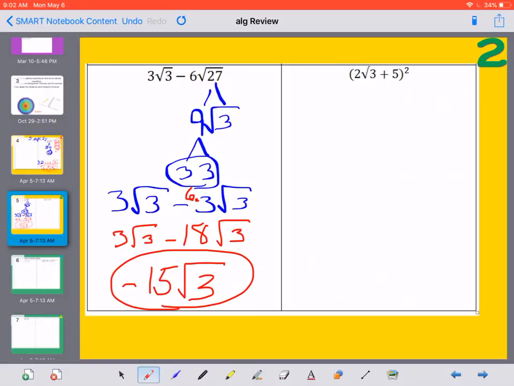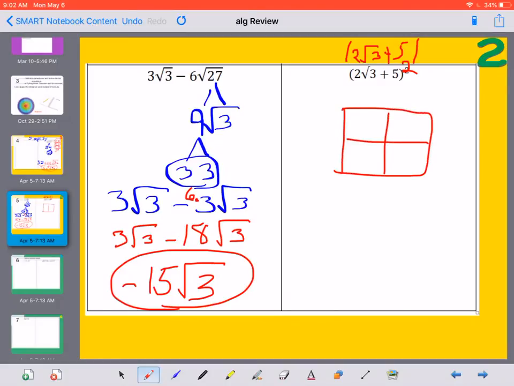Alright, the next one says we have 2 times the square root of 3 plus 5, squared. When we have that squared, we basically have 2 times the square root of 3 plus 5 twice. So 2 times the square root of 3 plus 5 times 2 times the square root of 3 plus 5. So I have 1, 2, 3, 4 terms, so I'm going to draw a 2 by 2 box. 2 times the square root of 3 plus 5, 2 times the square root of 3 plus 5.